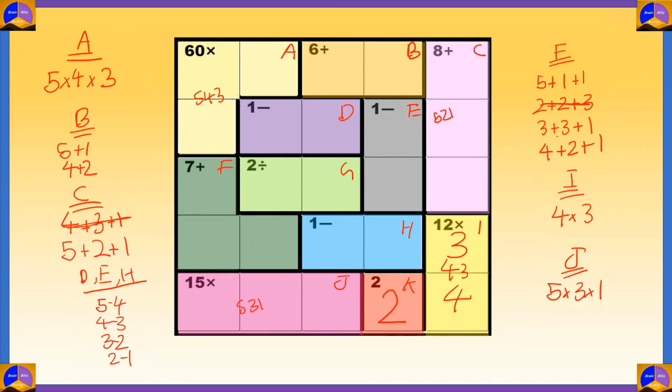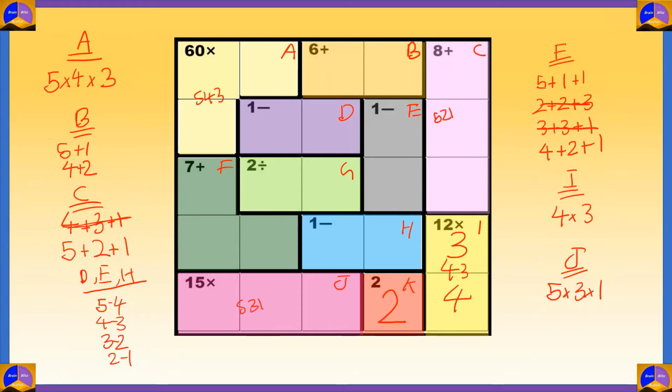Next, let's look at the option 3 plus 3 plus 1. So 3 over here, 3 over here, and 1 over here, because this is the only order which can be arranged. In this case also you can see that 3 is repeated in the same row, which is not possible. So we can eliminate that option too.